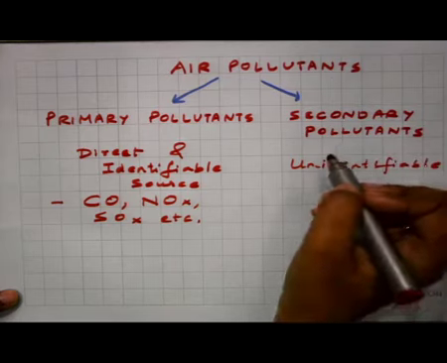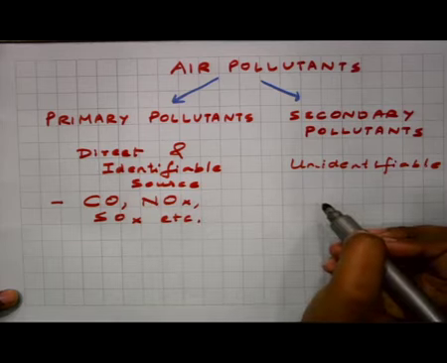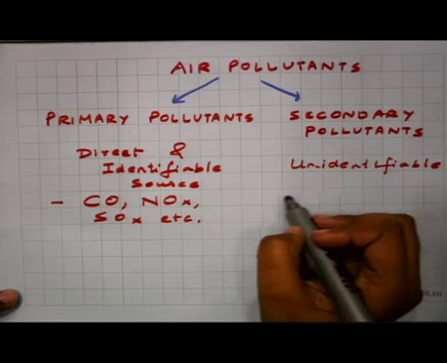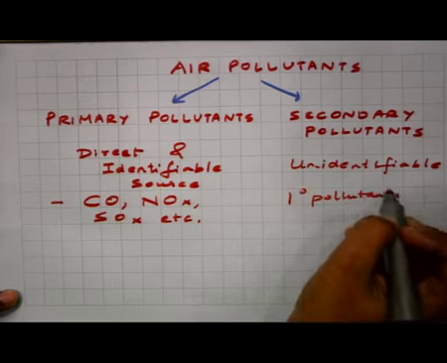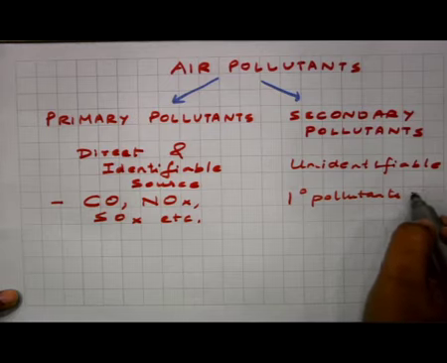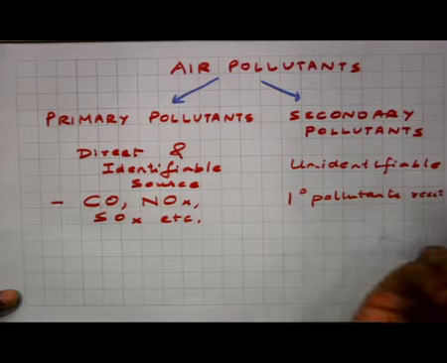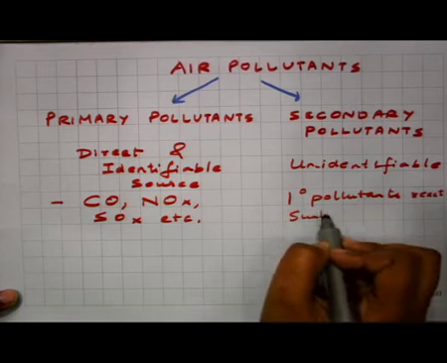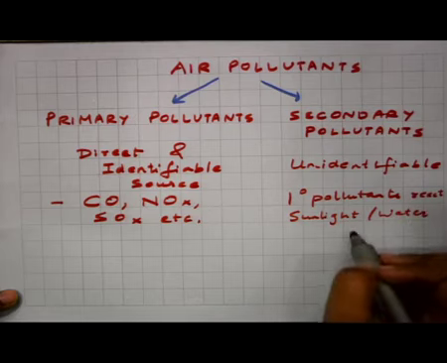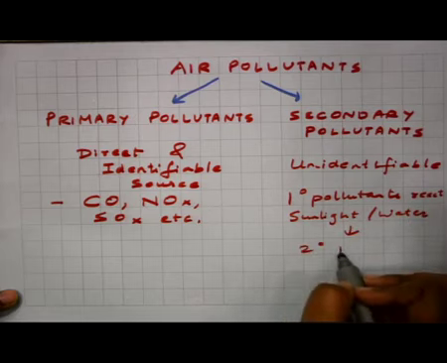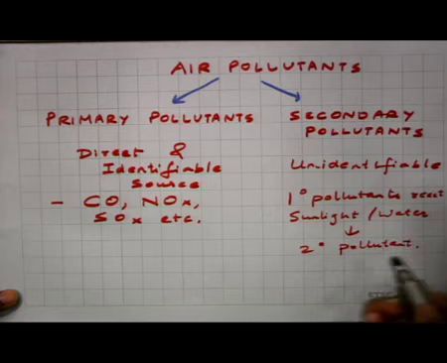Because what happens is that the primary pollutants react with some other factor present in the air, with factors present in the environment, for example, sunlight or water, and they form the secondary pollutant. Can you give me some example of secondary pollutants?